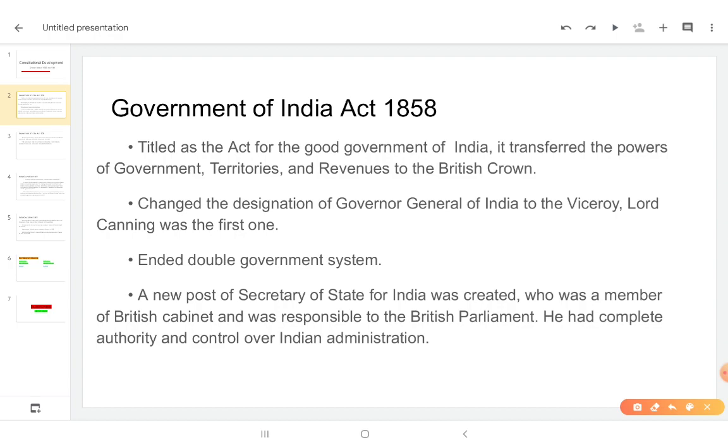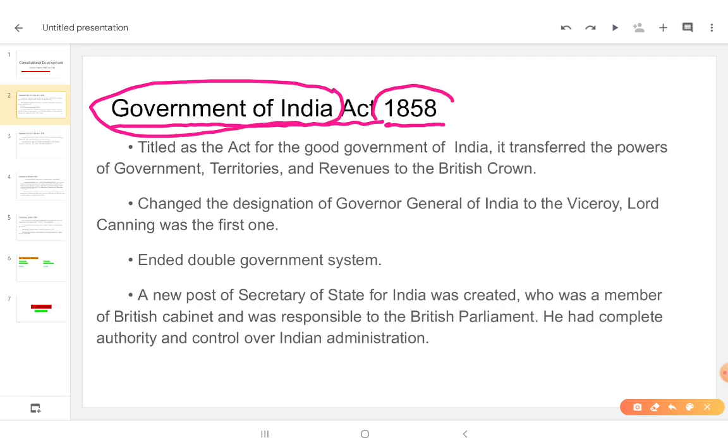For the first time, this Act of 1858 was termed the Government of India Act by the British Parliament. The earlier acts were called the Indian Councils Act or Charter Act. They were called Charter Acts because they were passed as an order of the Crown. But from this onwards, they were called the Indian Councils Act or the Government of India Act. So this was the Government of India Act, passed in 1858.